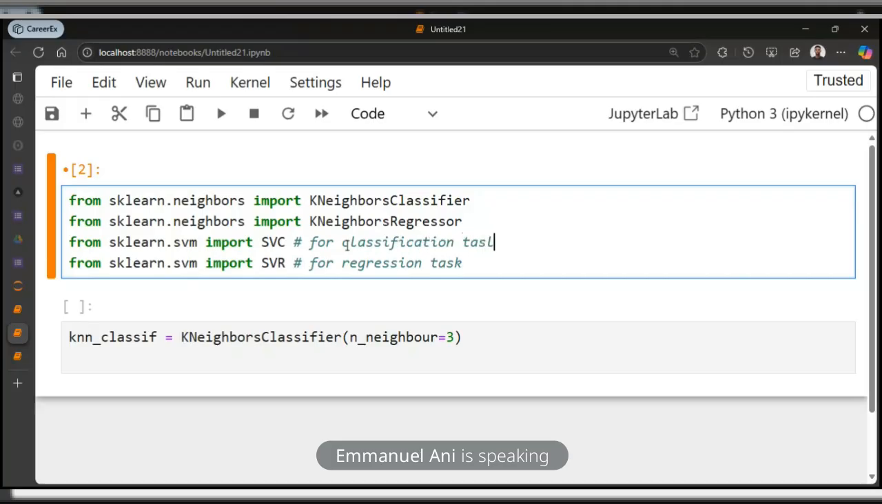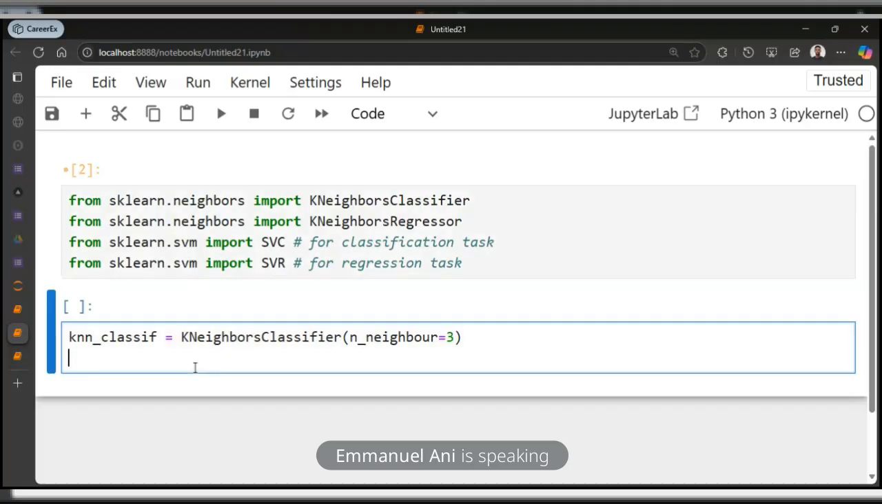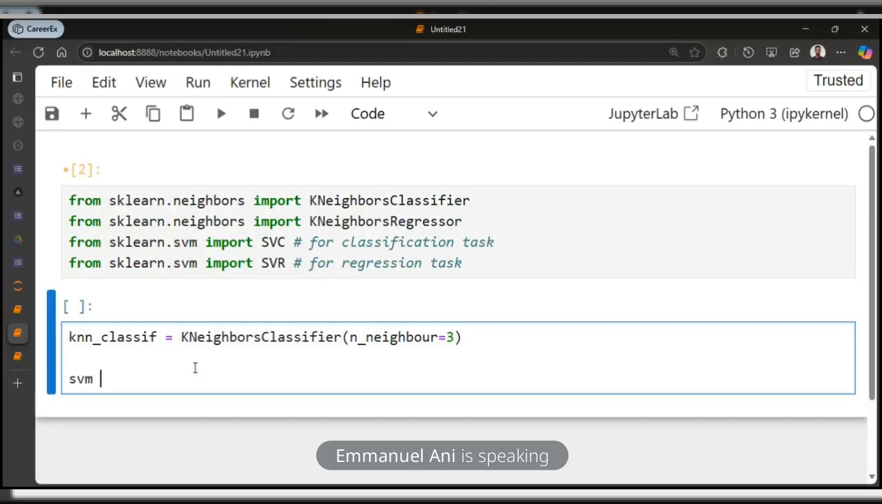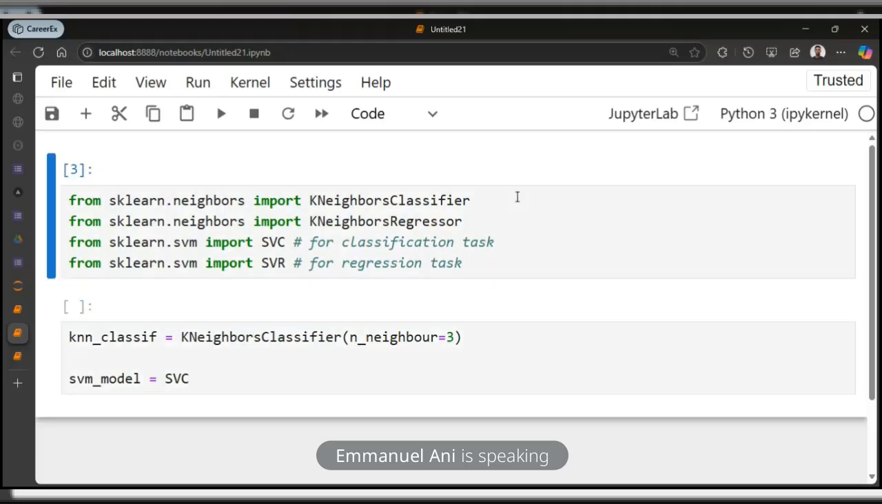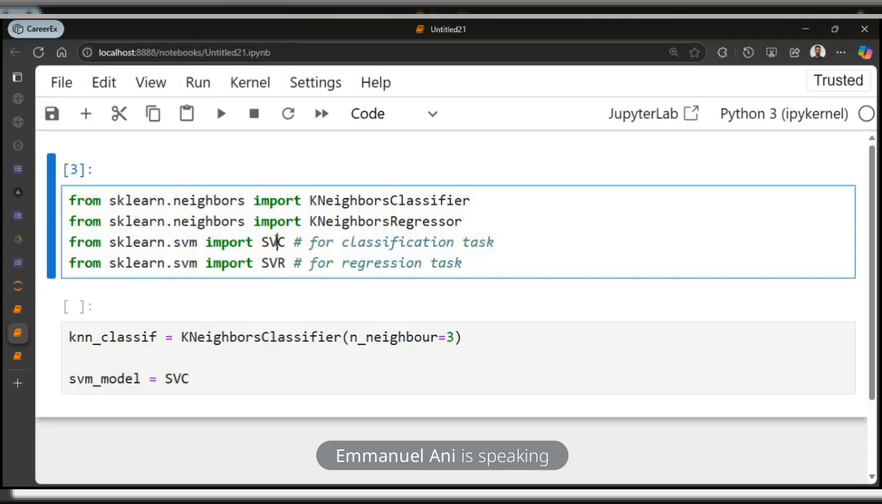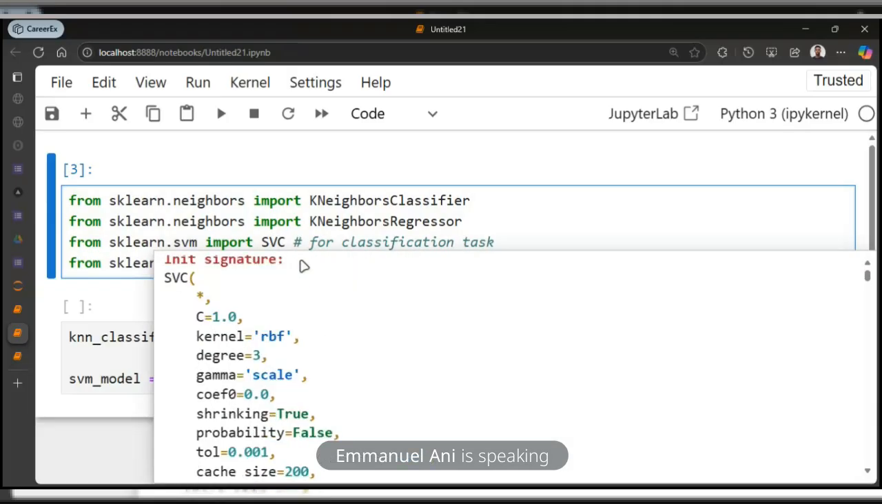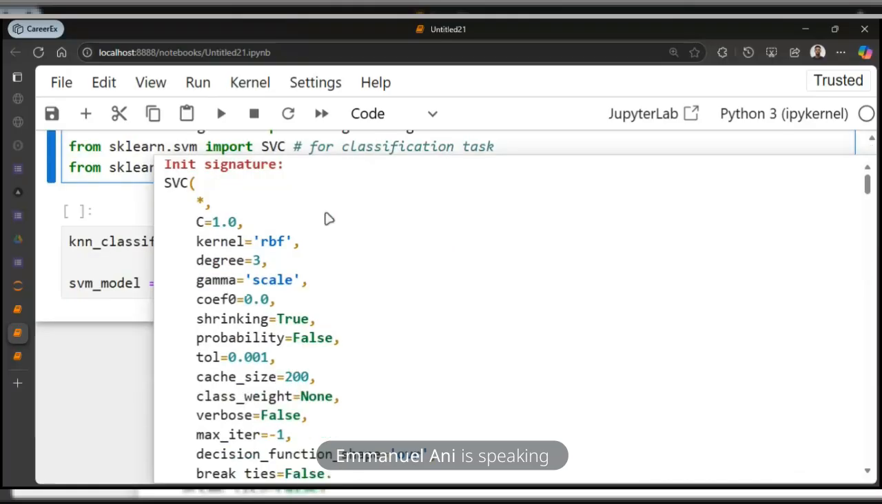classification task. Okay, so once you import them, you can just easily come here and say SVM model, and you say SVC. Okay, I've not run this yet. So you check on this SVC here, and you're going to see the hyperparameters. We have a lot of them. You see the kernel here that I was talking about.